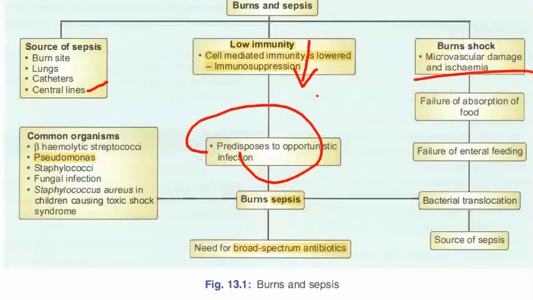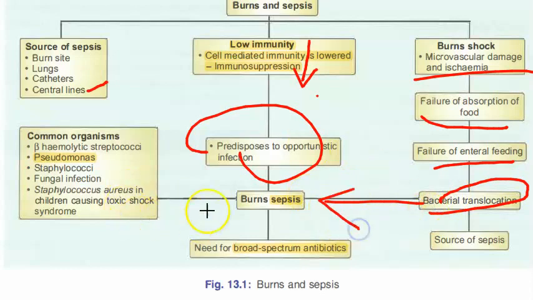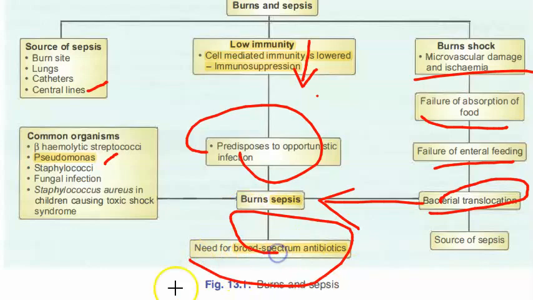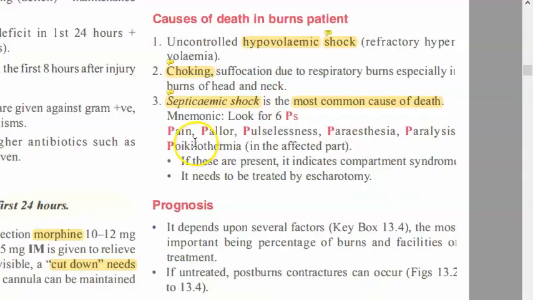The other thing is, because of microvascular damage, these people cannot absorb food. So there is failure of enteral feeding. So there's bacterial translocation which will lead to sepsis. And the most common organism you have to remember here is Pseudomonas. Then what will you give these people? Broad spectrum antibiotics.